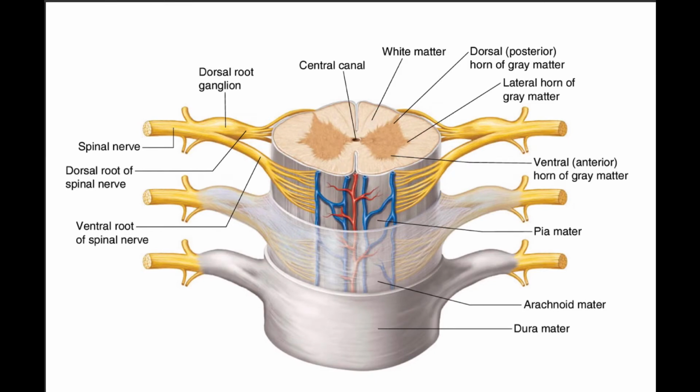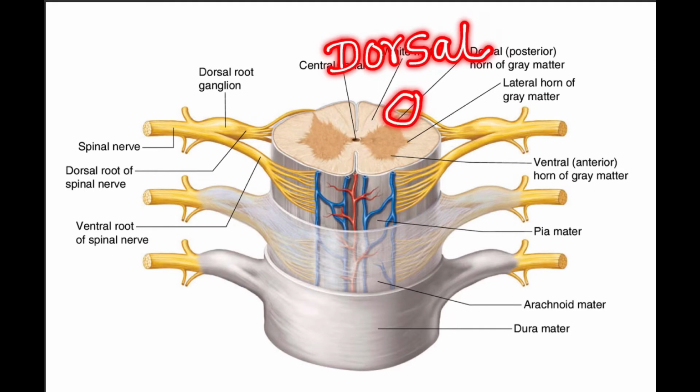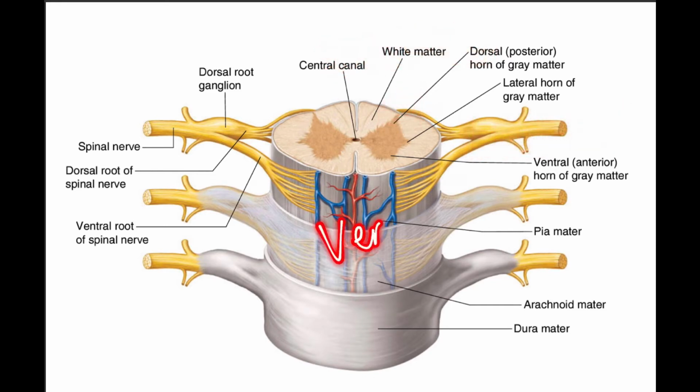So why do we call this the dorsal horn, lateral horn and ventral horn? Because it is on the dorsal side. If it is on the dorsal side, we call it the dorsal horn. If it is on the lateral side, we call it the lateral horn, and if it is on the ventral side, we call it the ventral horn. So what is dorsal? It is the posterior side. What is ventral? It is the anterior side.